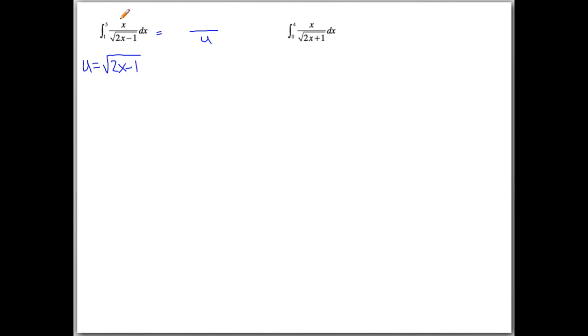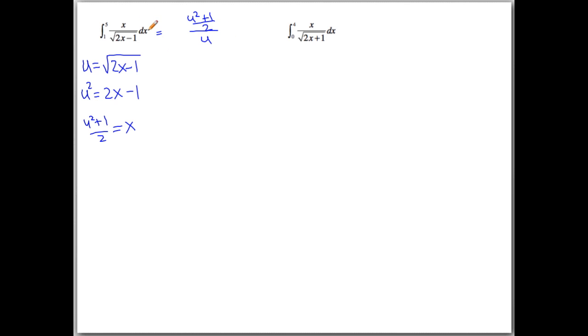Now, if I want to know what x is, I need to solve this equation for x. So I'm going to square both sides, and we'll get u squared equals 2x minus 1, and keep solving for x. So it's u squared plus 1 over 2 is equal to x. So now I can rewrite this x in terms of u. So that becomes u squared plus 1 over 2.